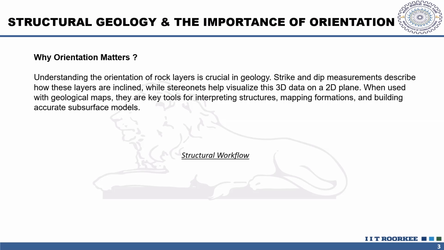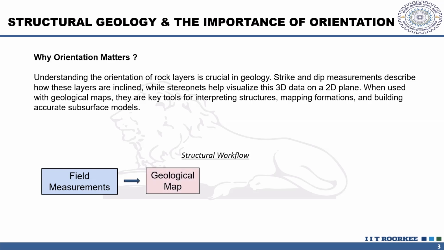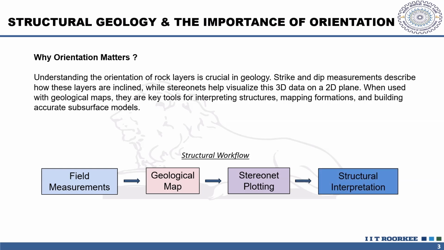So there is this structural workflow: when geologists go to the field, they measure different structural elements. First we do the field measurements of the orientations, then we make the geological map of the area, then we plot the stereonet, which is a 2D projection, and finally we do the structural interpretation. So in this lecture, we will be mostly covering the geological map and stereonet plot.